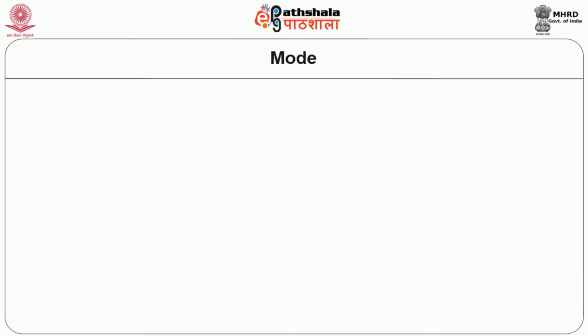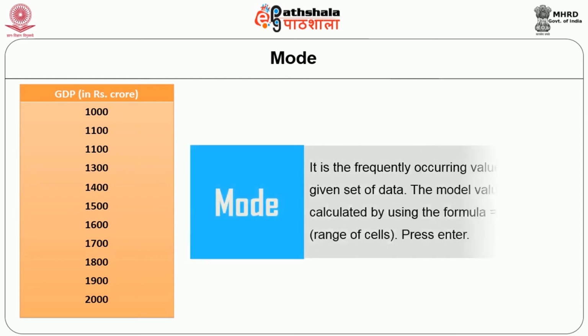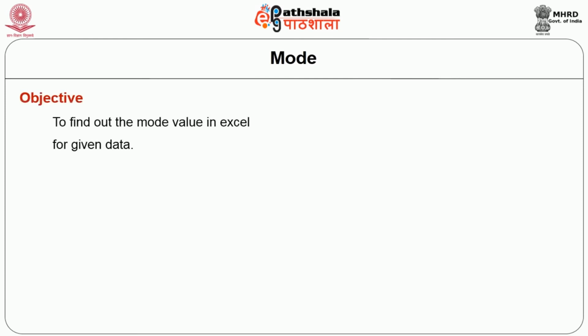Then we can calculate mode in Excel. Calculate the mode for the following data in Excel. Meaning: mode is the most frequently occurring value in a given data set. The mode value can be calculated by using the formula equal to MODE, open the bracket, range of cells, close the bracket, press enter. Objective: to find out the mode value in Excel for the given data.